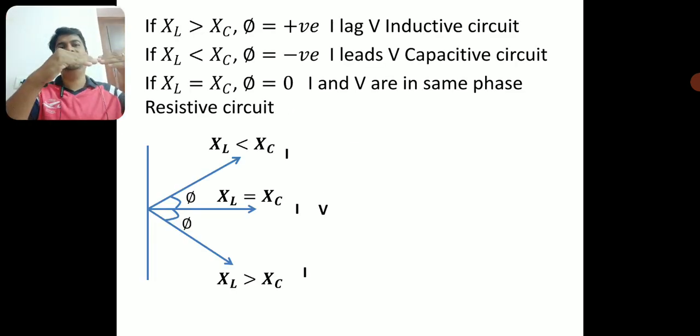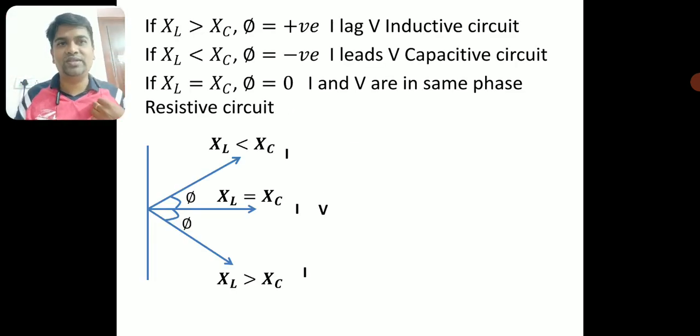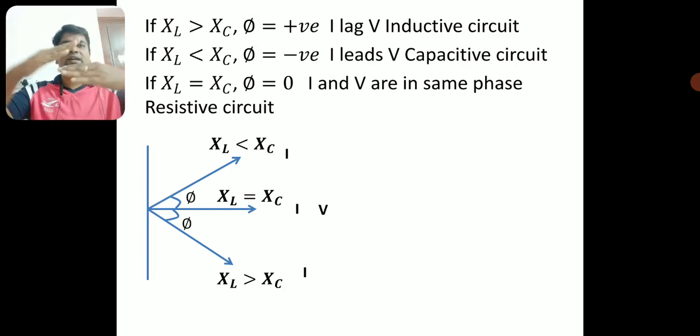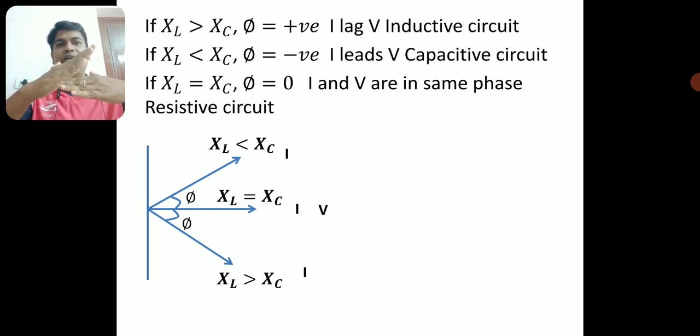Current leads the voltage only in the case of a capacitive circuit. So there I have mentioned like this. The horizontal line is the voltage, and this line is the current. Current leads the voltage in this situation where it is a capacitive circuit, where XL is less than XC. Okay, so in the first case phi is positive, here phi is negative. Now the current leads the voltage. This is a capacitive circuit.